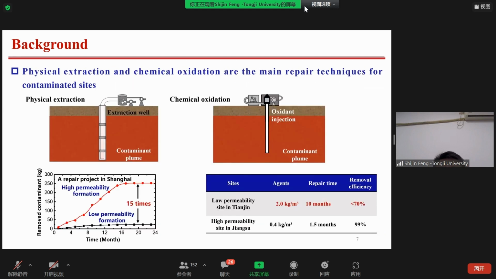Physical extraction and chemical oxidation are the main repair techniques for contaminated sites. Physical extraction is the use of negative pressure to remove pollutants in the soil. The left figure is the extraction repair of a factory in Shanghai. The extraction efficiency of the high permeability soil is 50 times larger than that in the low permeability soil.